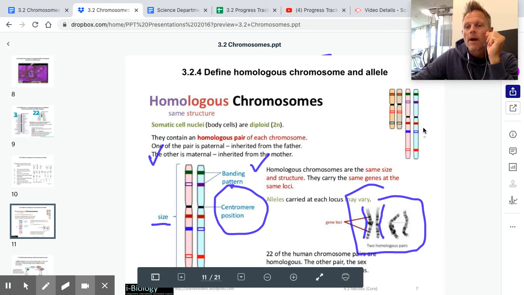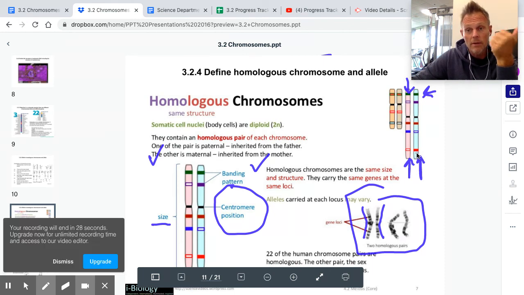They have the same genes. So maybe up here is the gene for eye color, and on this other homologous chromosome is the gene for eye color. However, eye colors can be different. So if your mom gave you this chromosome and your dad gave you this chromosome, the form of that gene, eye color, can be different. It could be blue or it could be green. That is called an allele. An allele is the form of the gene, and those can be different.